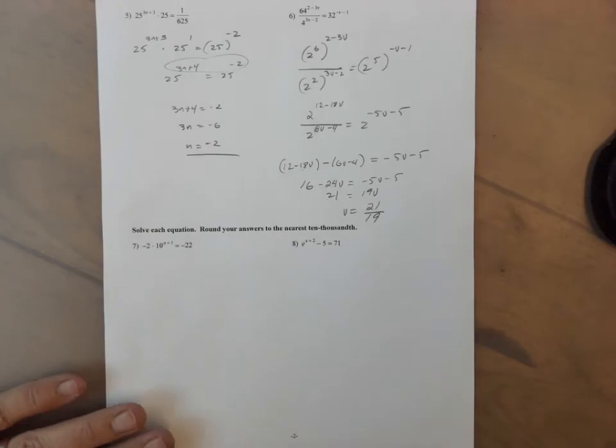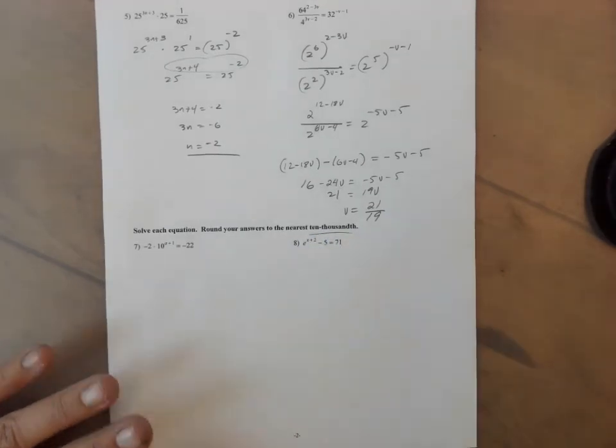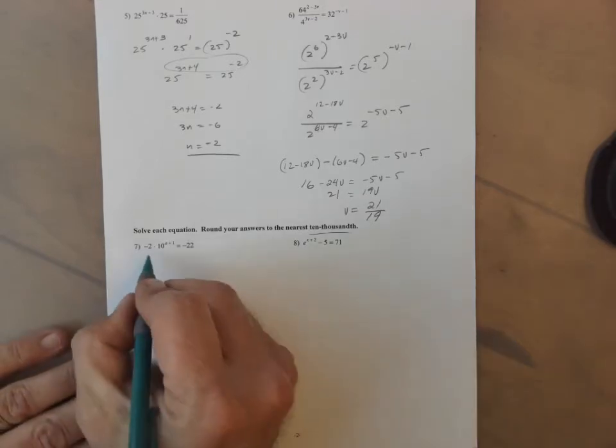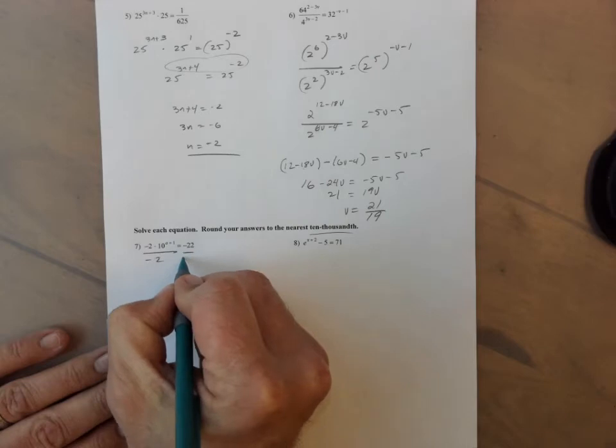Okay, so now notice it's asking us to round to the nearest 10,000ths. We're just going to go to 3 decimal places. So no matter what, we're going to use that as our standard because that's what it will be on your AP exams. So first one I'm going to divide by negative 2.